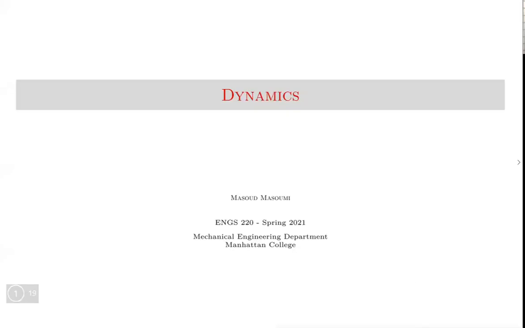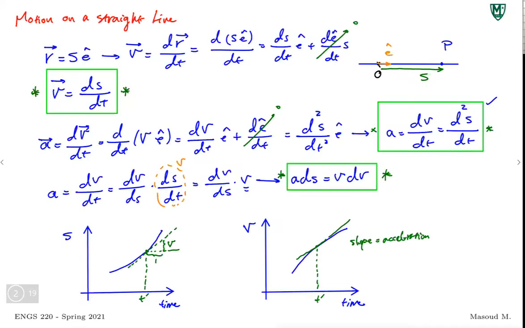So we were talking. I brought the slides from the previous class just to go over them fast, because I want to go over two more examples. We're talking about motion in a straight line. Pretty basic definitions: velocity, acceleration, and the relationship between velocity and acceleration.